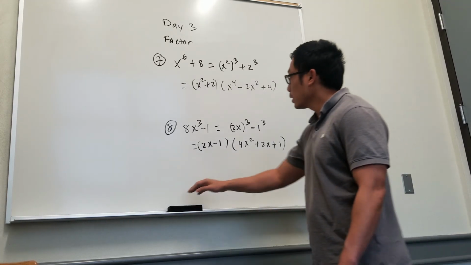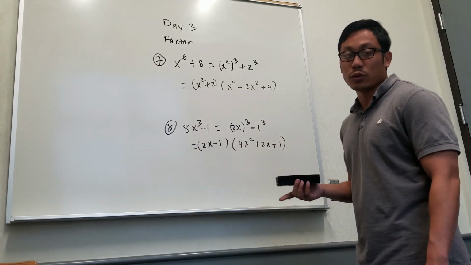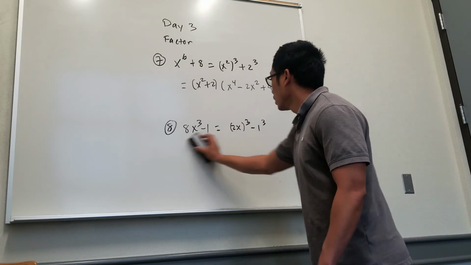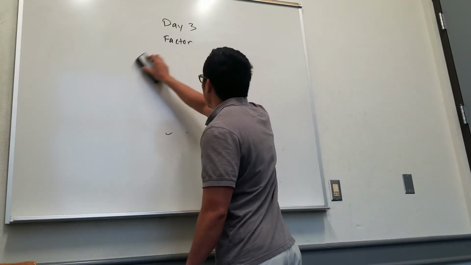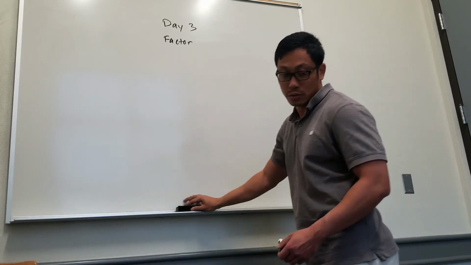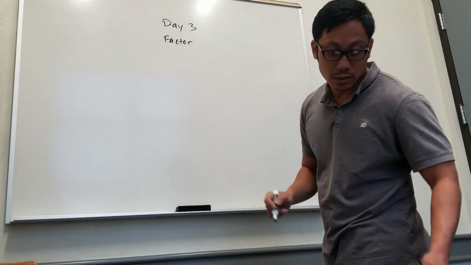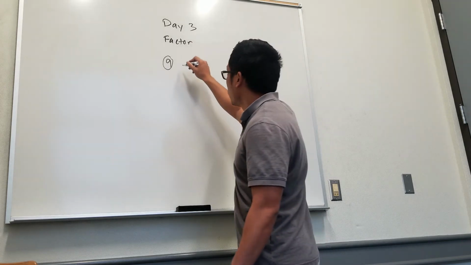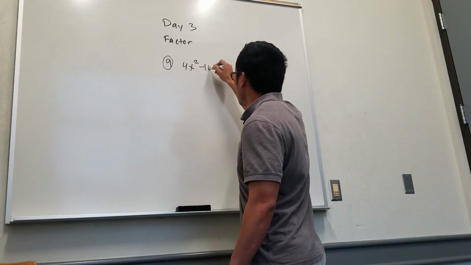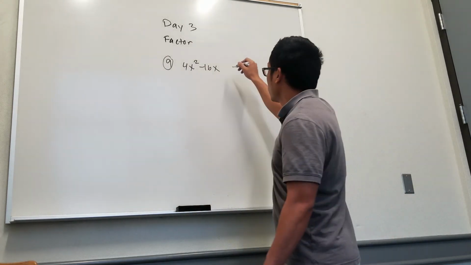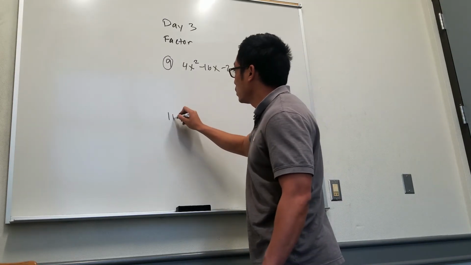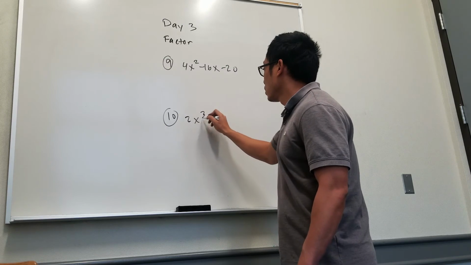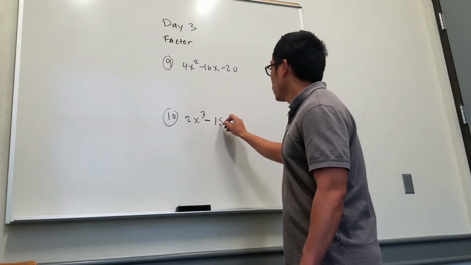So if you didn't get this right, go back to the video, apply the formula. See how that works, how I got that. All right, let's do the next one. So we have to factor completely. 4x squared minus 16x minus 20. So pause the video when you get a chance. I'm going to go kind of fast on this, so try it out for yourself.